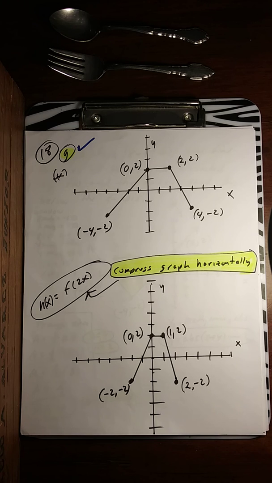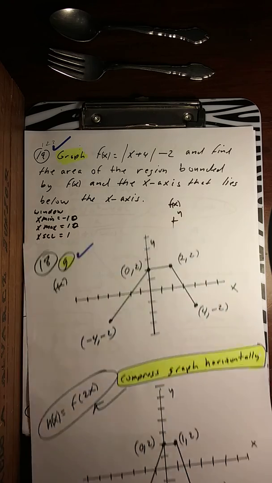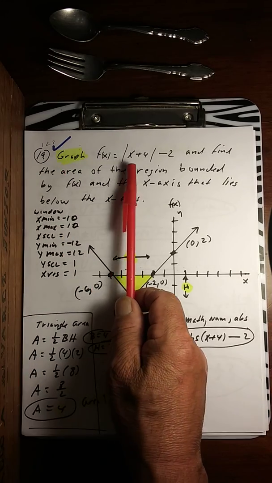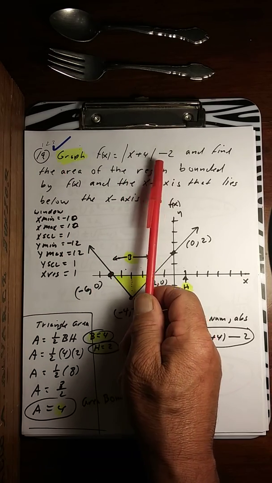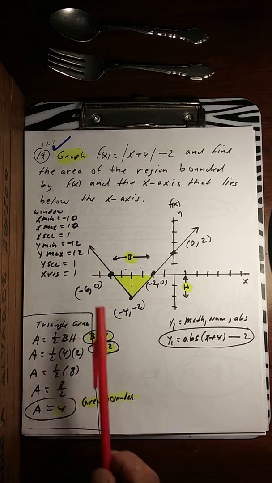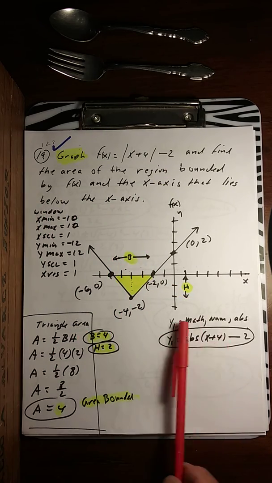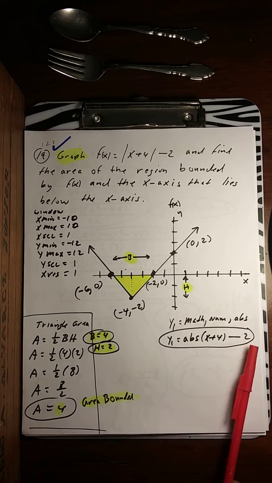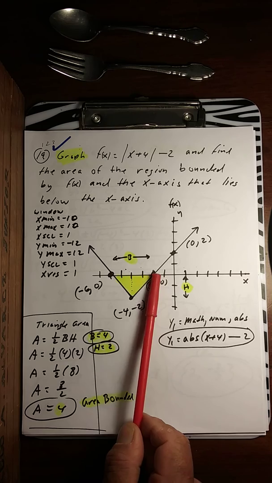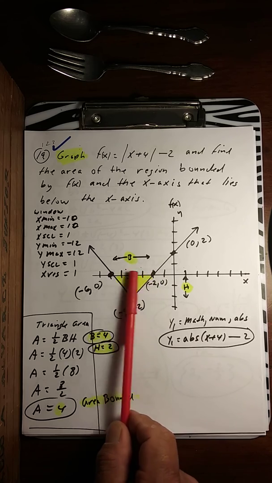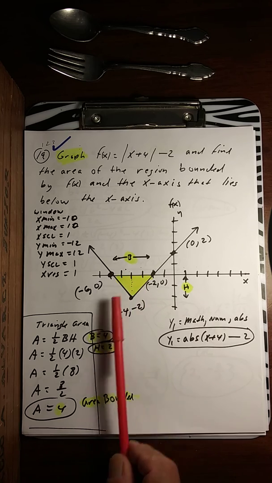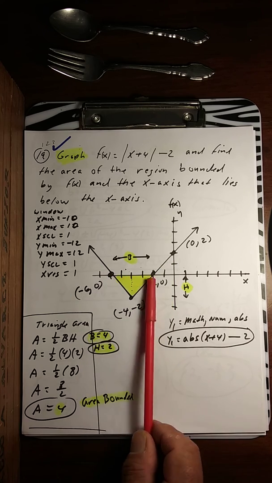So, that's the end of that one. So now we have the absolute value of x plus 4 minus 2. Put it in your calculator: Math, Num, abs. Y equals abs of x plus 4 minus 2. Notice that from here to here is 1, 2, 3, 4 spaces, and from here to here is 1, 2 spaces. So there's a graph, and there are the points we got from the graph.